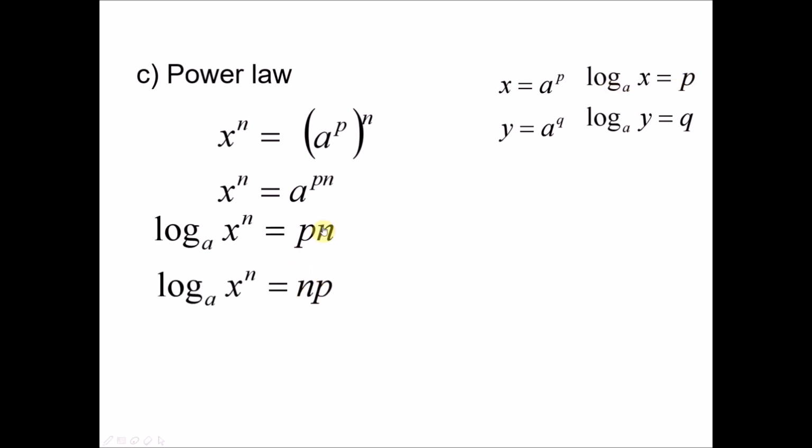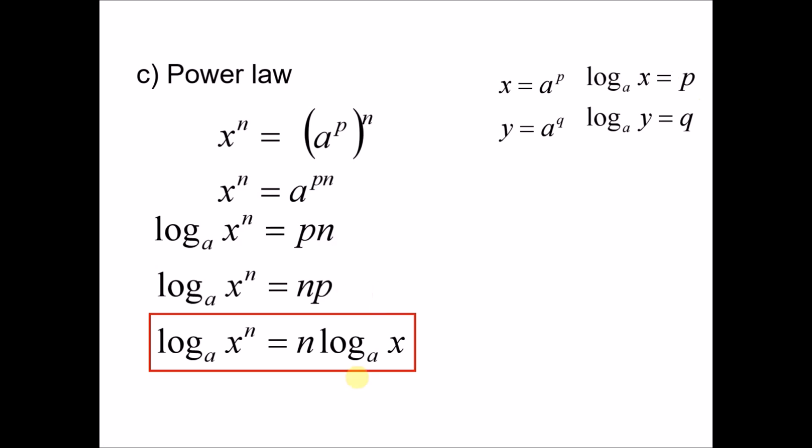I rewrite this as np, right? It's still the same thing. I just rewrite pn to np, and the p I replace with log base a of x. I get this. So this is the third law, power law. So you can see that when you have x to the power of n, the n here we can bring to the front of the log, becomes n multiplies log base a of x.